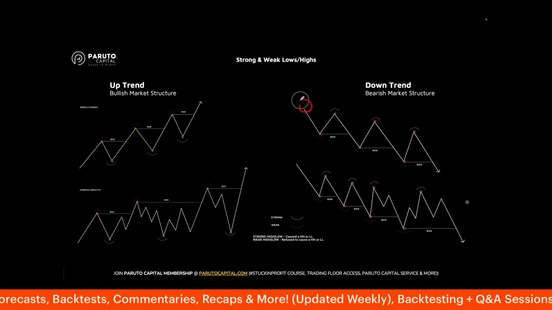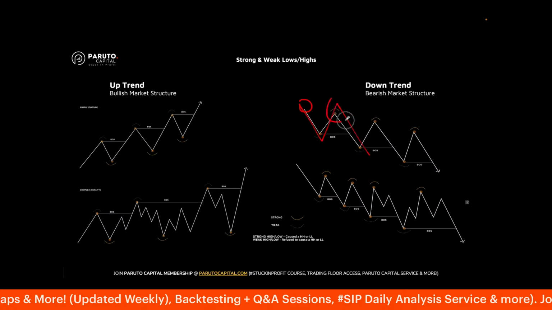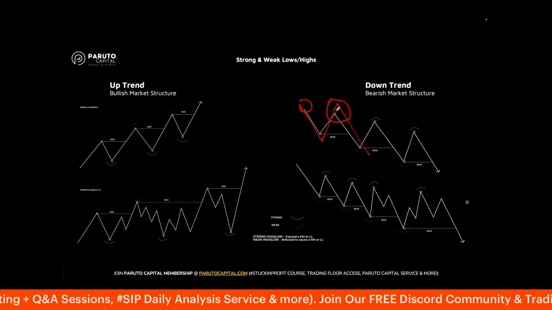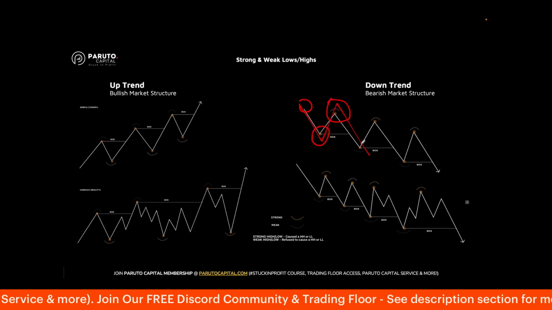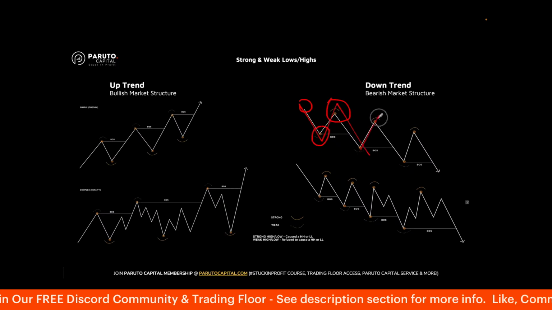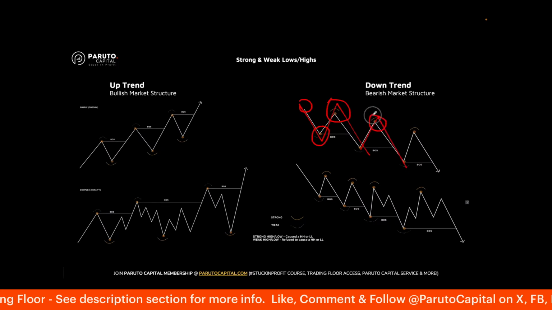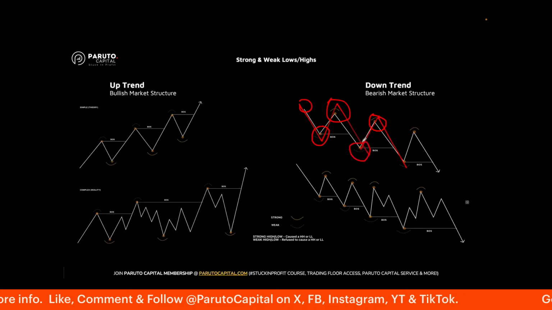You can see here it started from here and then it came down, pulled back up, and then broke structure. This becomes a strong high because this high took out this low. So it's now a strong high, and then it pulled back up again and then broke the structure. So this becomes a strong high because this high took out this weak low, right?